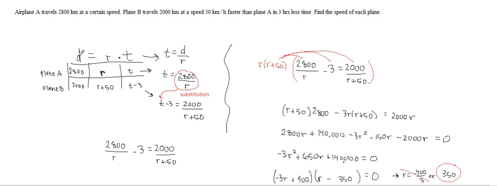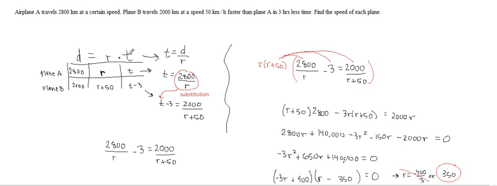We have the distance for the first plane is 2,800, distance for the second plane is 2,000. The rate for the first plane I'm going to label as my r, and since the second plane was faster by 50 kilometers per hour, I'm going to do r plus 50 for the rate of the second plane. For the time of the first plane, I'm going to put t, and since plane B was 3 hours less time, it was t minus 3.